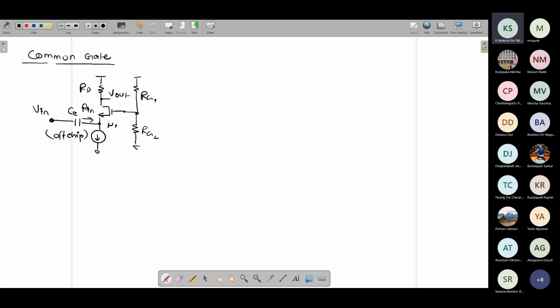RD by GM? 1 by GM plus 1 by GM. Okay, so the exact expression we have seen.